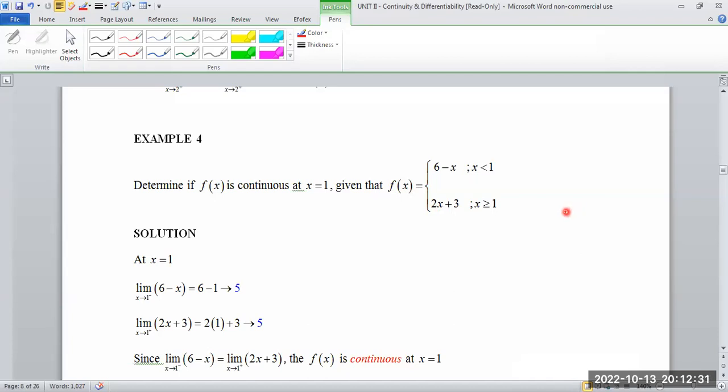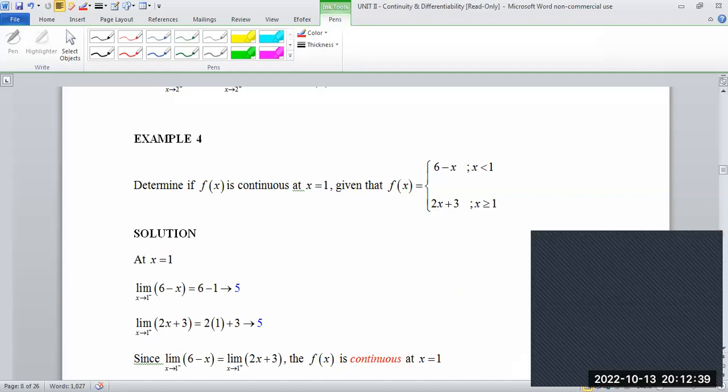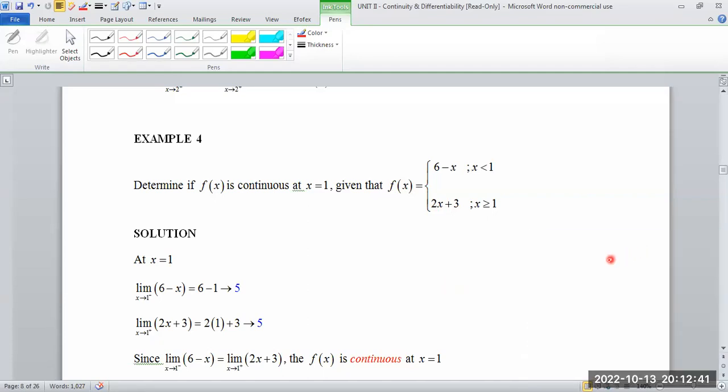Hello? Anybody? Somebody? Yes, sir. It's like the number sign is pushing x further from 1. Very good. So the inequality sign, not number sign, the inequality sign.